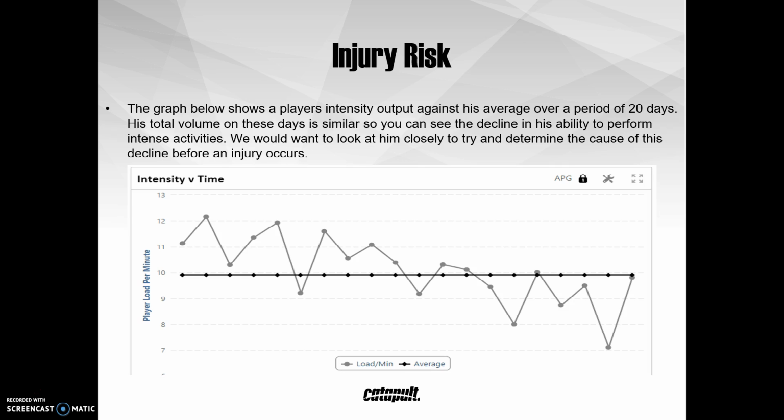This graph shows us a plot of a player's intensity against their average for the season over the course of about 2 weeks. We can see that even though the volume of these sessions stays relatively constant, he is outputting less and less intensity over the course of time. This is one of the classic signs of overtraining, and we would want to come up with an intervention to prevent an injury from occurring.